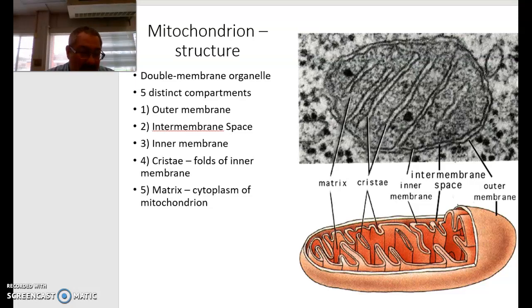Inside the inner membrane is cytoplasm, and we refer to that cytoplasm as the matrix of the mitochondrion. So you have on the right an electron micrograph from an electron microscope, and then you have a drawing. So you can see the two ways of representing a mitochondrion and its structure. All of the little black dots that you see around the mitochondrion are ribosomes.